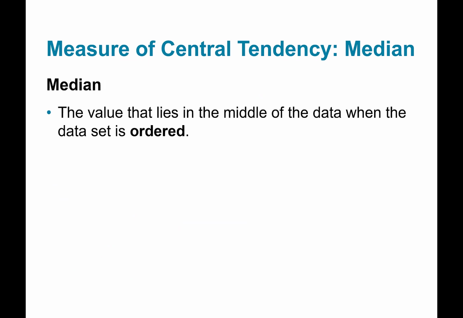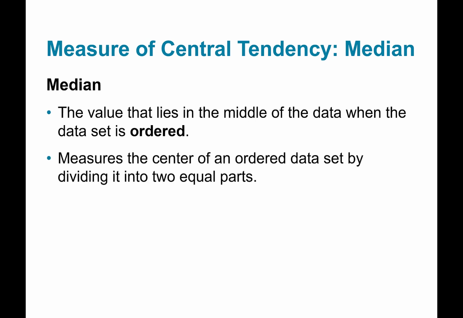Our next measure of central tendency is the median. So median is literally the middle of your data set. You order the data and you look for the exact middle of the data. What's happening is we're measuring the center of our ordered data set by dividing it into 2 equal parts. So your median is essentially a dividing line cutting your data set in half. So if this is my data set, my median's the line right in the middle.